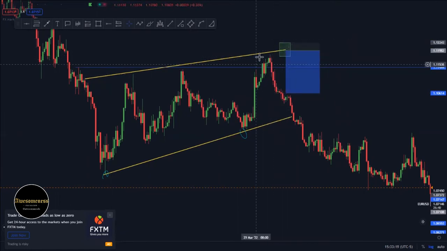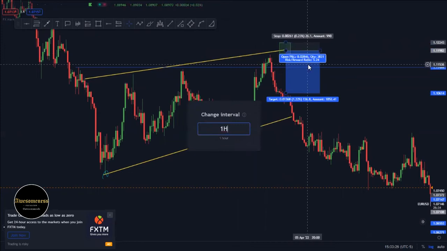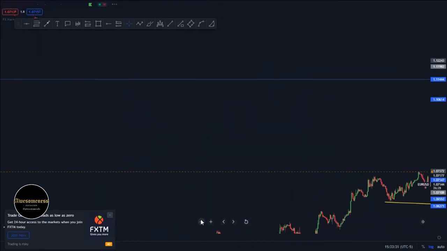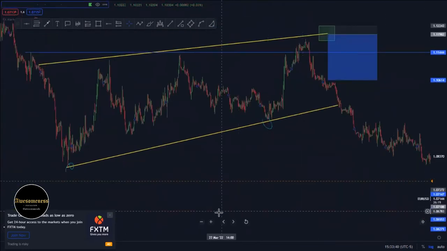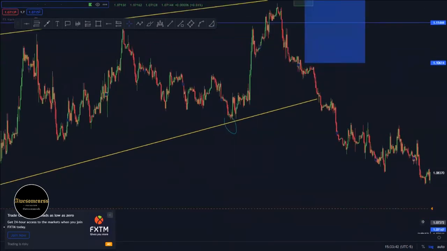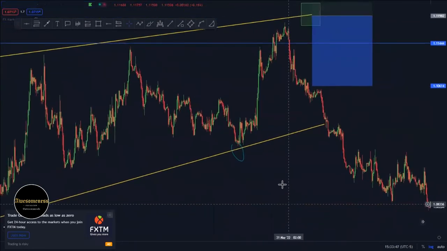Now, what did the price do? Price actually did not give us, we missed our entry around this point. Now, what will you do? You go down to your 1 hour chart. Now, what we're looking for is 1 hour candlestick confirmation at our point of interest. Now, this is clear and simple.